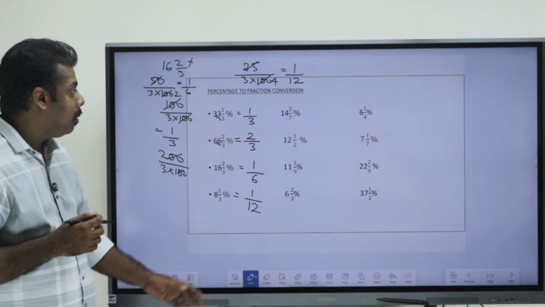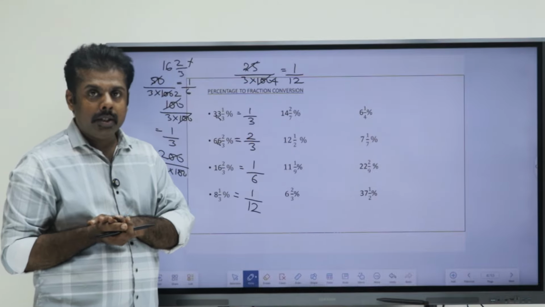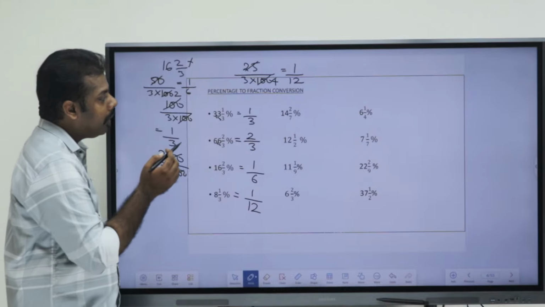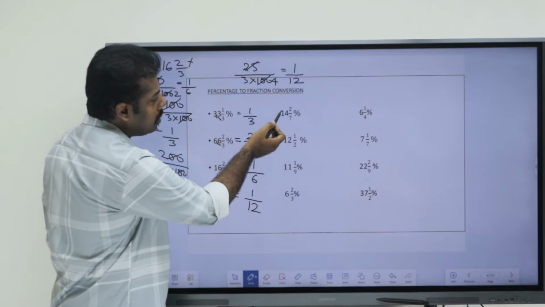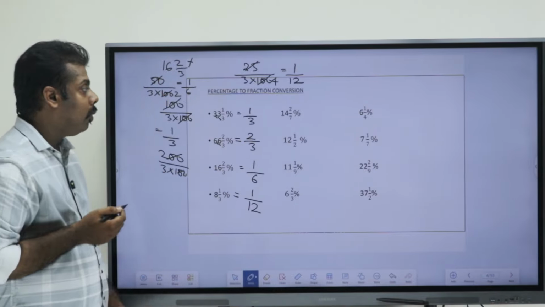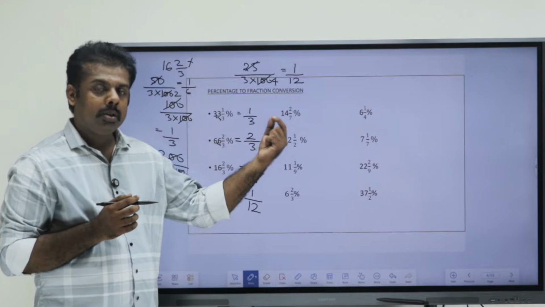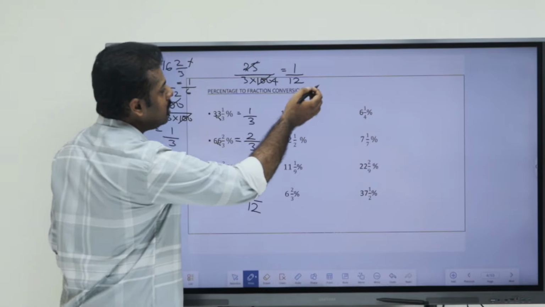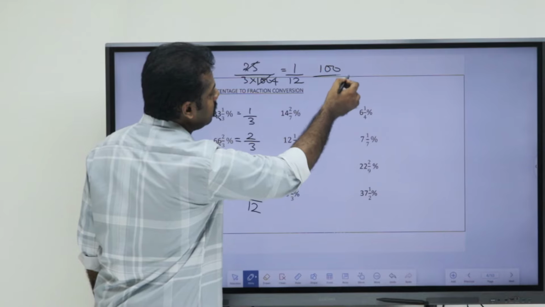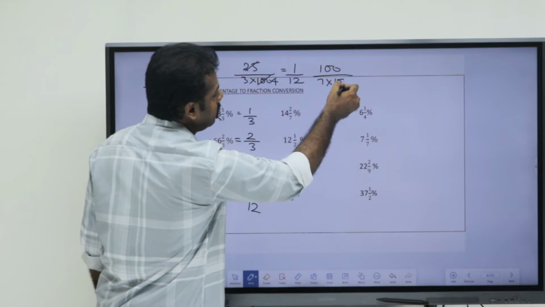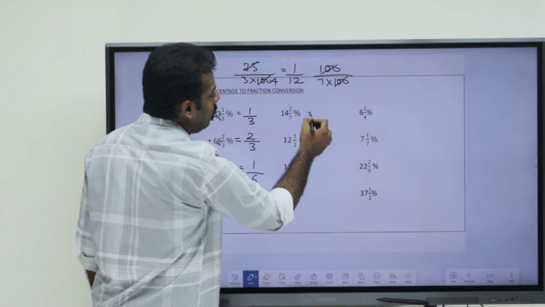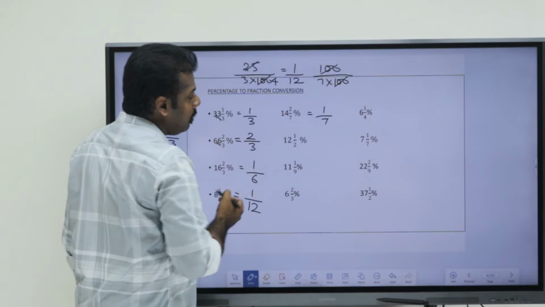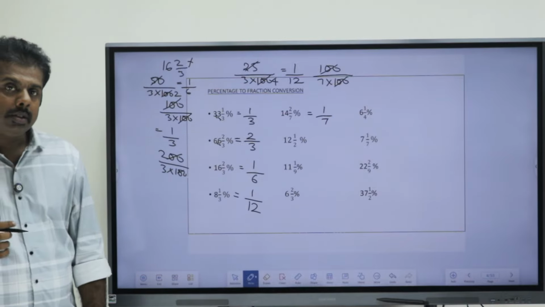Now we can move to the next case, that is 14 2 by 7 percentage. Same process. What are you going to get? 14 into 7 plus 2. 14 7s are 98, plus 2 gives us 100. So this is basically 100 by 7 into 100. So 100 gets cancelled out. What is the fraction part that you are getting? We are getting 1 by 7 as a fraction part.